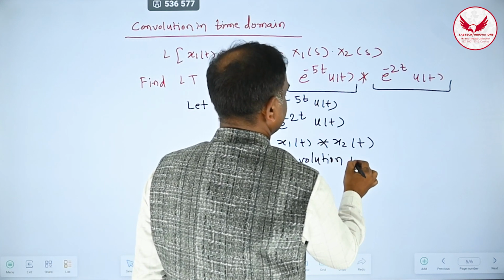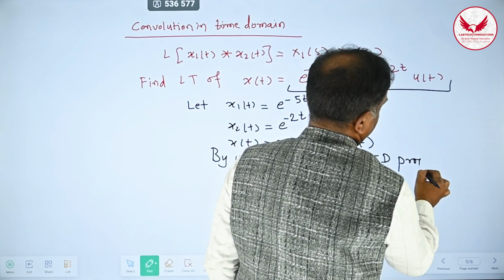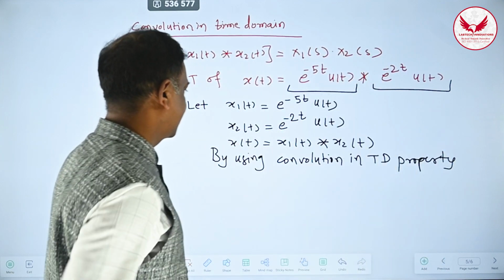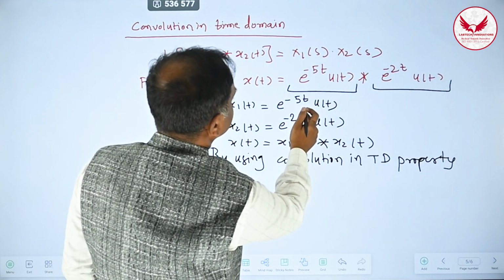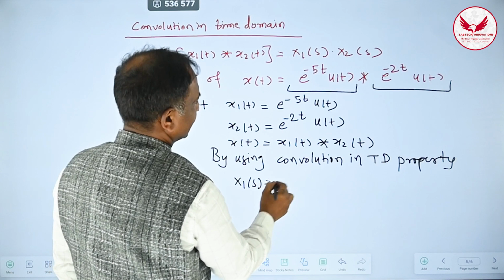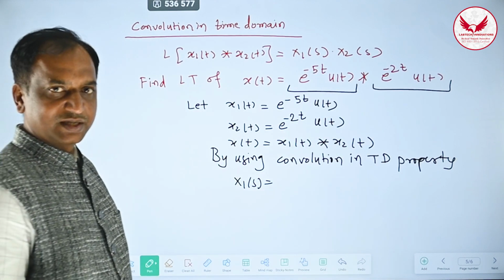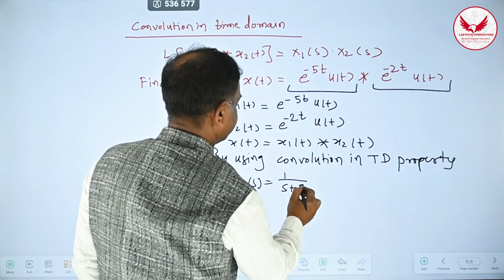Convolution in time domain property, which is specified here. So the Laplace of x1, e raised to minus 5t u of t. So X1 of s directly you can write, already you know the Laplace transform of e raised to minus at u of t is 1 upon s plus a. So it is equal to 1 upon s plus 5.